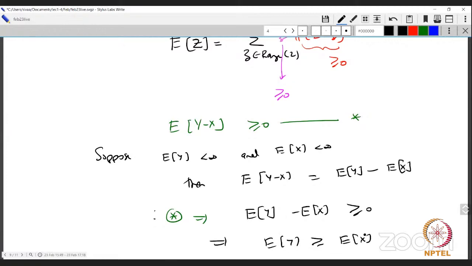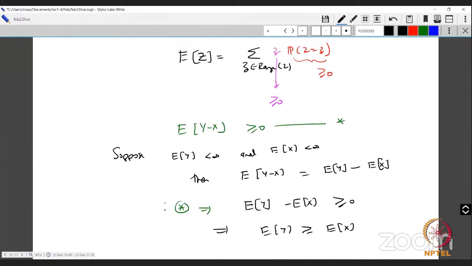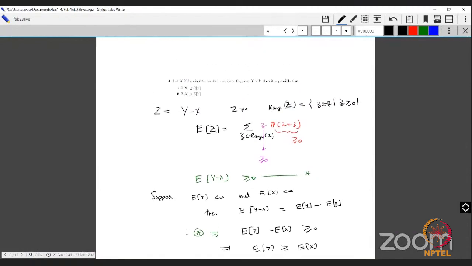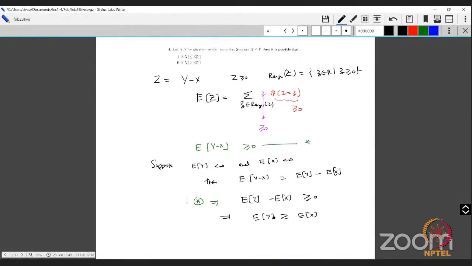Is the idea clear? The means always go the same way. So in this problem, whenever Y is bigger than or equal to X, the mean of Y has to be bigger than or equal to the mean of X. It can't go the reverse way. Very good.